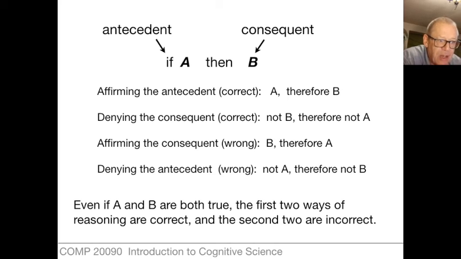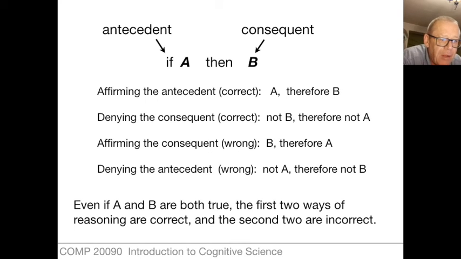Modus tollens had if A then B, and the second line was not B. So it's denying the consequent. The second proposition is the consequent. Not B, therefore not A. And those are correct. If A then B, assert B and conclude therefore A, that is wrong. That is an affirmation of the consequent. And if A then B, not A, therefore not B, this is also wrong. That's denial of the antecedent.